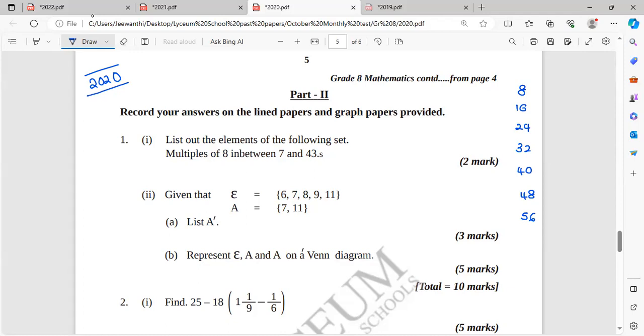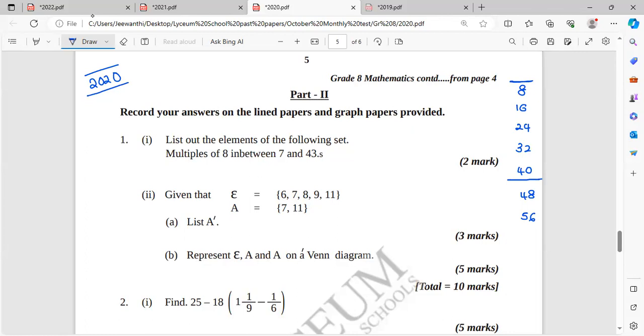But when I'm listing down, I have a condition between 7 and 43. So then I can get 8 and 40, that's it. Right? Because 48, I can't take, because at the upper limit they have given me 43.